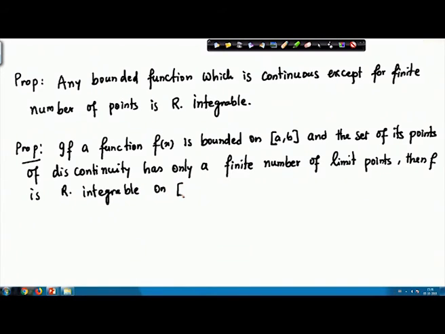on a, b. So that means if you have a given bounded function on a closed interval a, b, the set of points where the function is discontinuous has only a finite number of limit points, and then in that case the function is also Riemann integrable. So it's in a way a modified version of the previous theorem, and we will see via some examples in our next lecture what we mean by these two theorems, and how we can apply them. So today we'll stop here, and in the next lecture we will continue with the examples on Riemann integration.